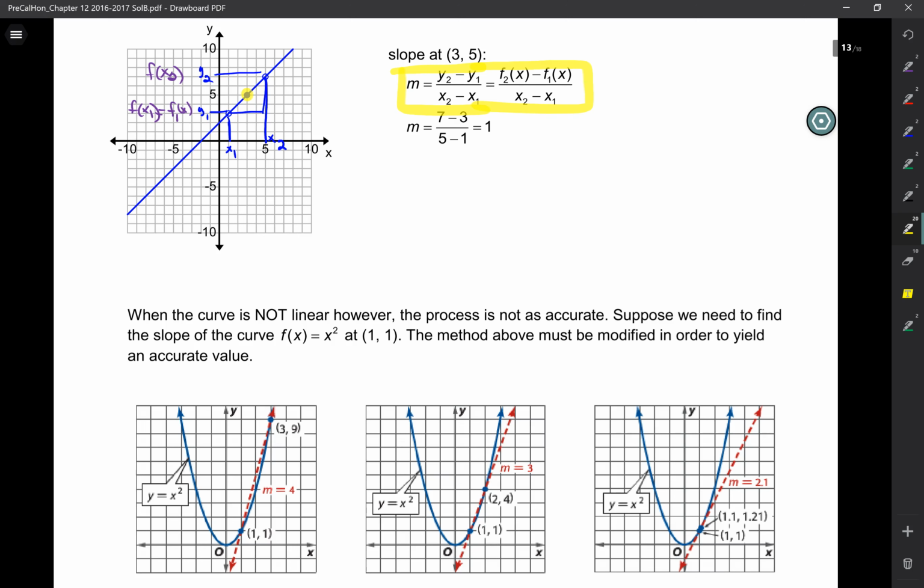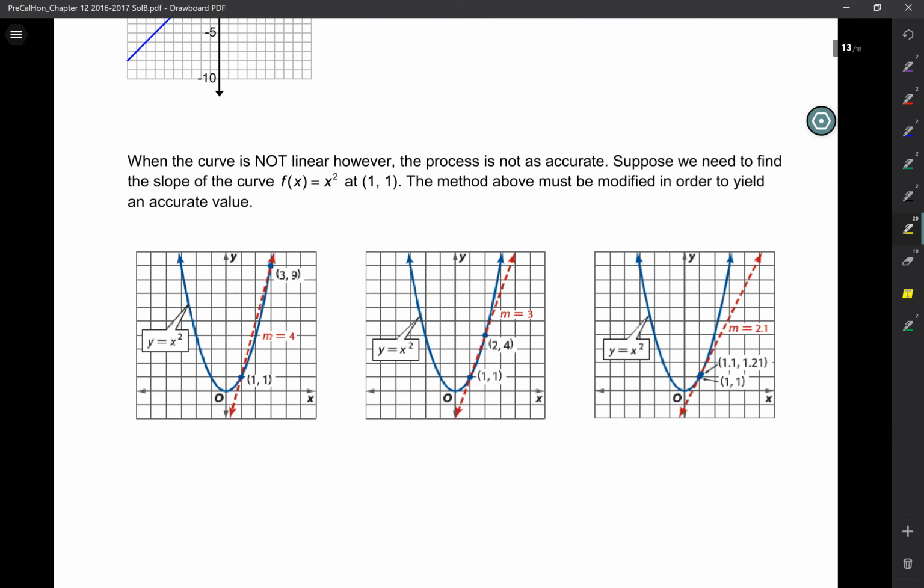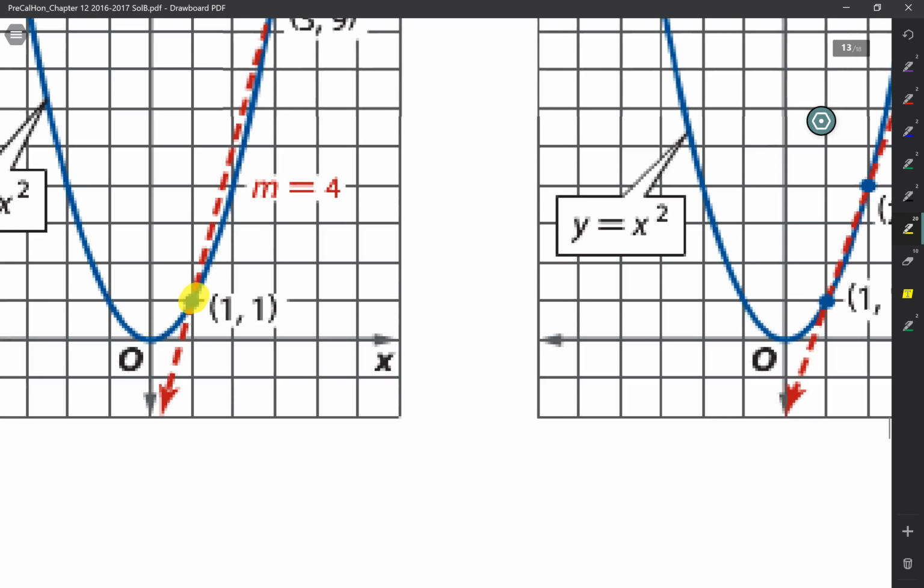Now, that's because that curve was linear. What if the curve is not linear? Okay, then that process is not very accurate. So suppose I wanted to find the slope of x squared at 1, 1, right? 1, 1, well, that's over here. All right, so one thing I could do, again, is pick 2 points and try to find the slope. Now, let me just zoom in here a little bit. I want to find the slope there.